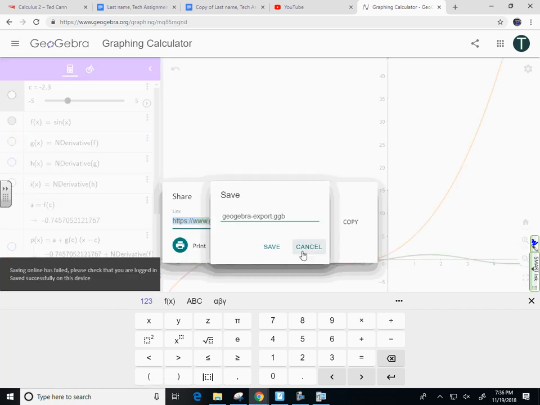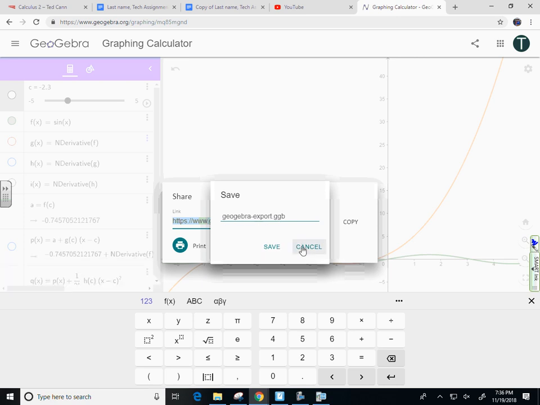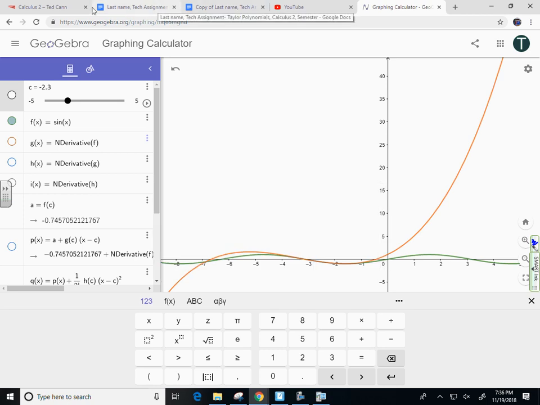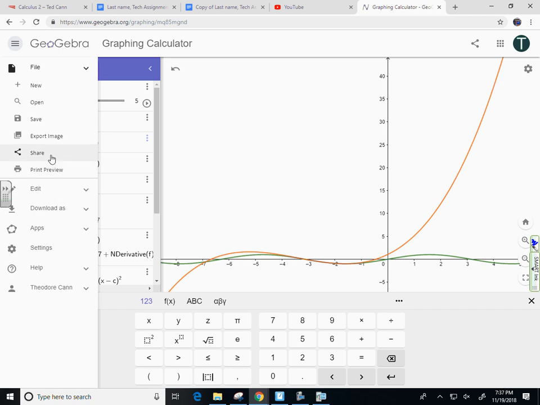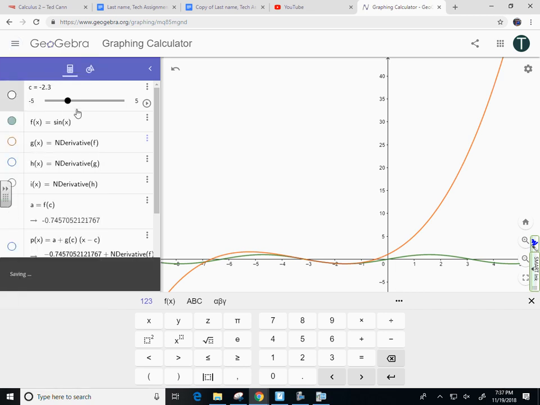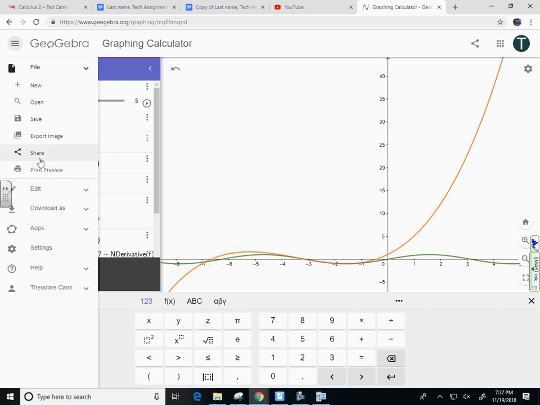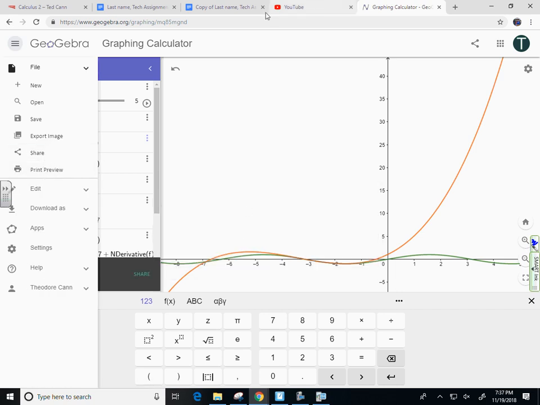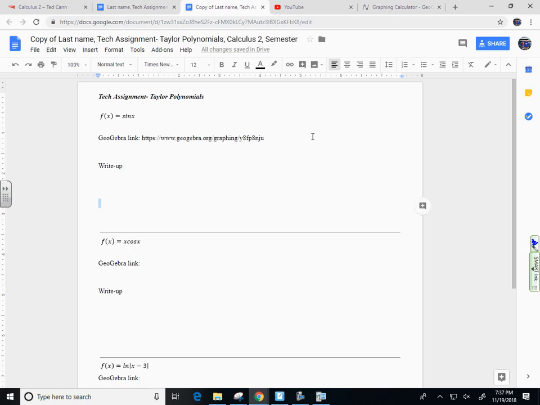So I still don't know why that pops up. I don't want this one. I don't want the, oh, it's still saving? Oh. Well, I want this. Well, when you click on share, maybe I'm hitting the wrong thing. Share, it should be that. Yeah, I must have clicked on the other thing I saw. Copy, pop it right in. All right. So this would be for the sine of x.